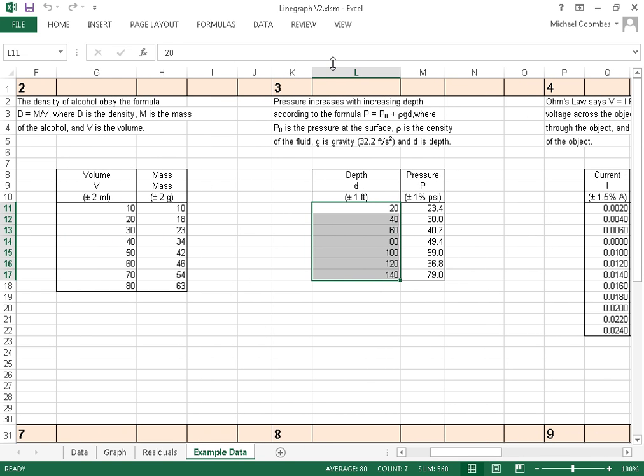I've used this data here. It says pressure increases with increasing depth in water. So this is the depth in feet, plus or minus 1 foot. And here's the pressure in PSI, pounds per square inch. Not SI units here, but that's okay. And it's plus or minus 1%. So let's go back to the data.